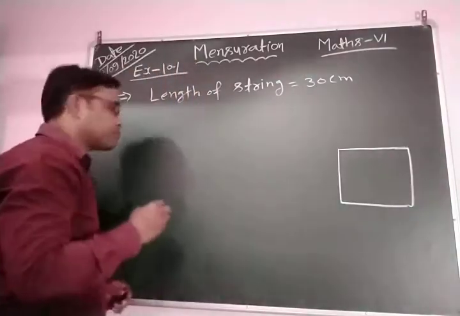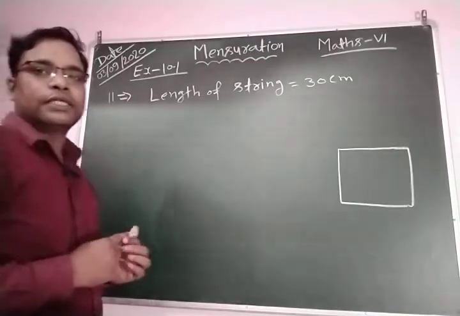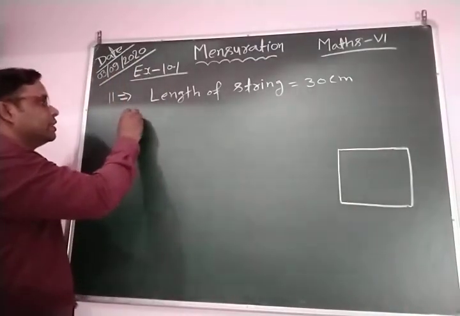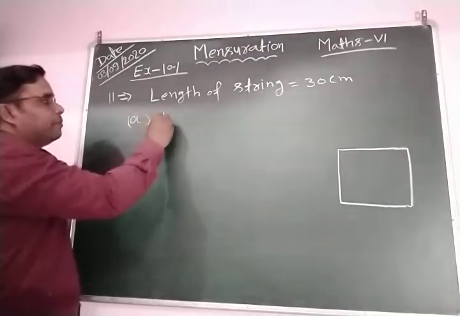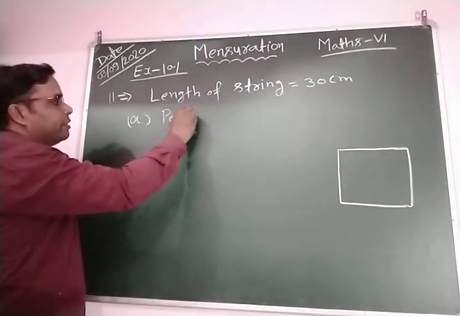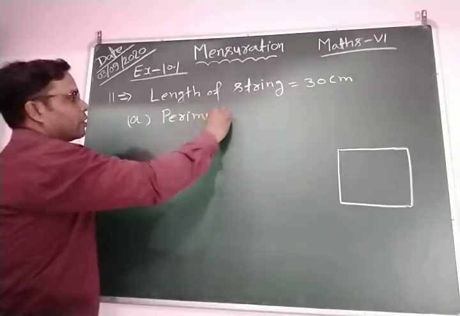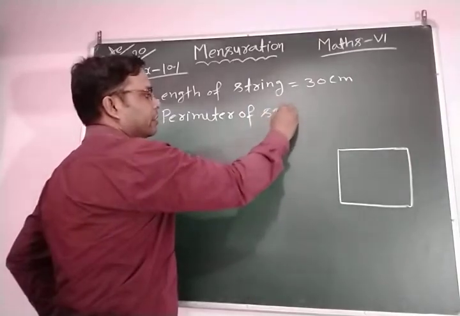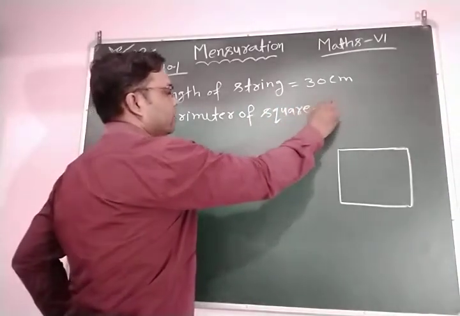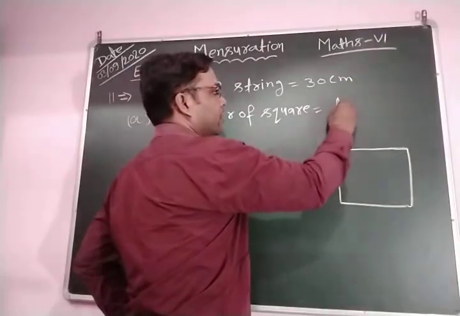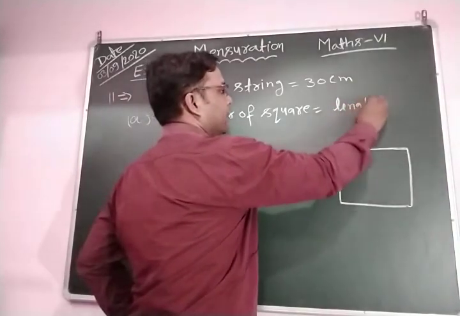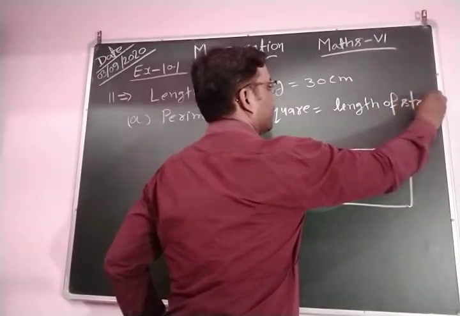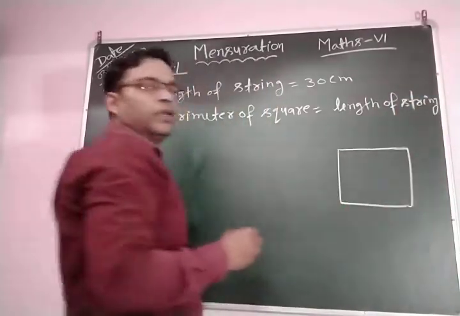Okay, so in first part we need to find the side of square. The A part of this question is that perimeter of square is equal to length of string.